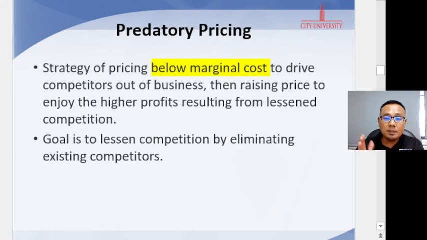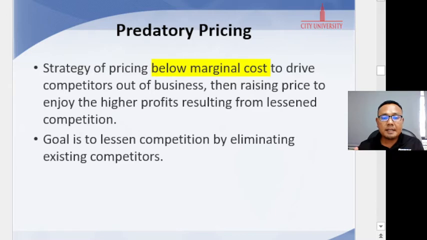It is profitable only when the present value of the higher future profit offsets the losses required to drive the rival out of the market. Because again, when you implement this kind of strategy, predatory pricing, you have to offer customers a price that's below your marginal cost. That means you will start running at a loss for some duration.